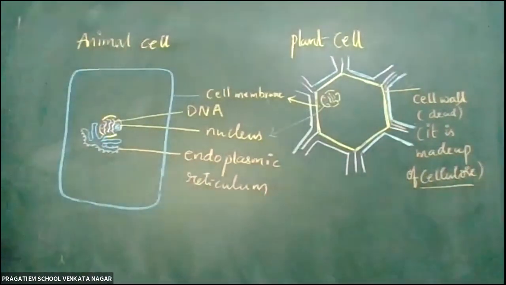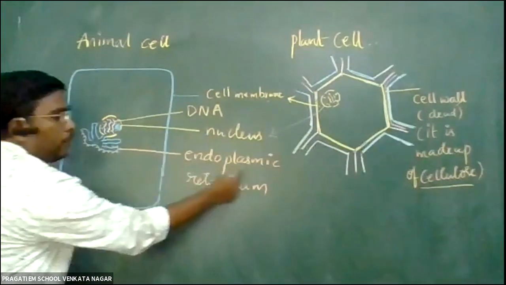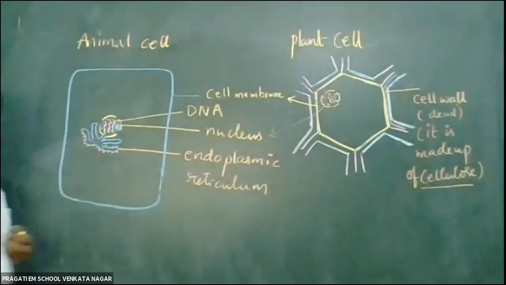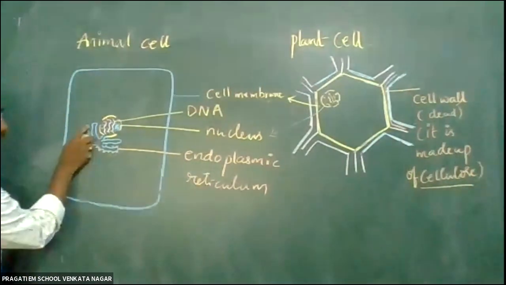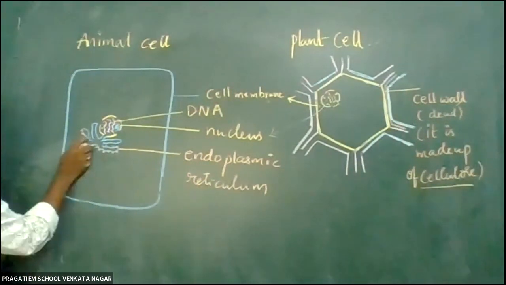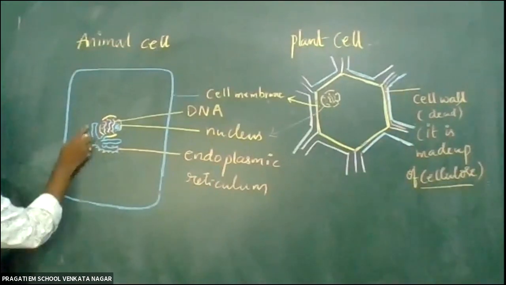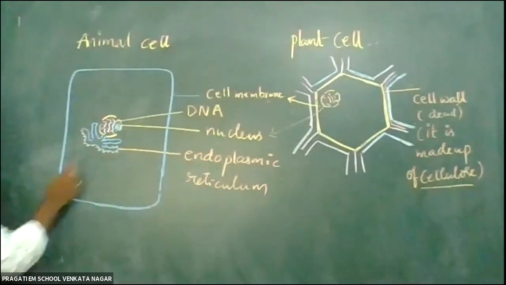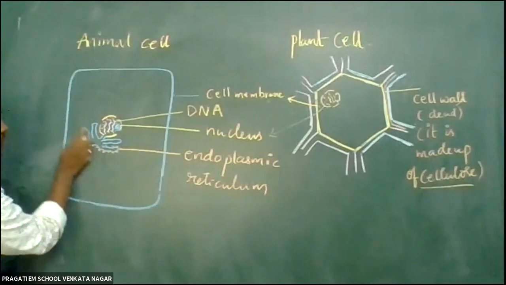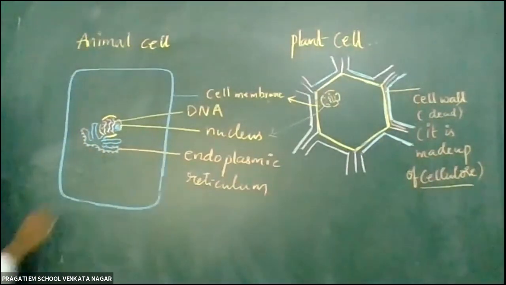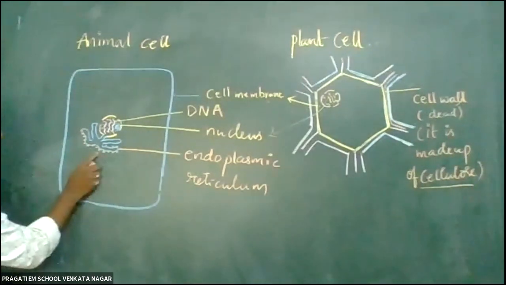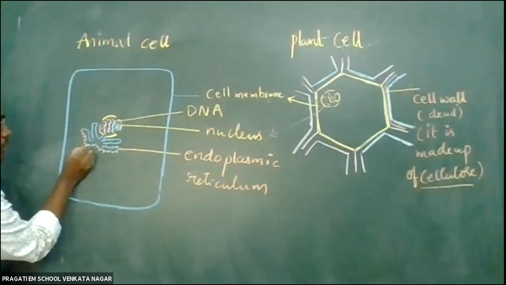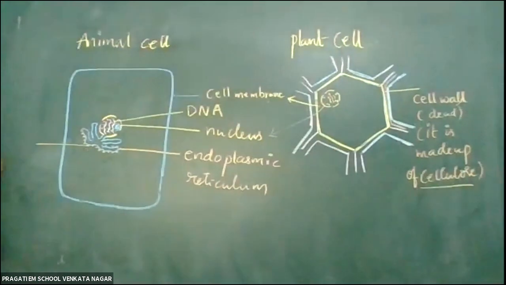Please write endoplasmic reticulum. Here, half of the endoplasmic reticulum is smooth, whereas the remaining half is composed of attached ribosomes. Here, the granules are nothing but ribosomes.